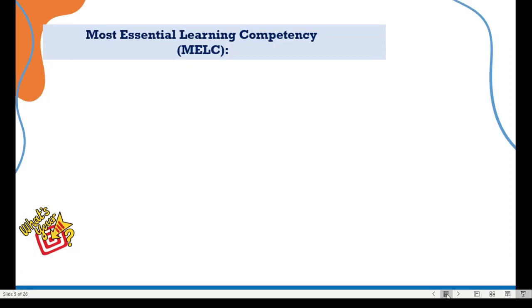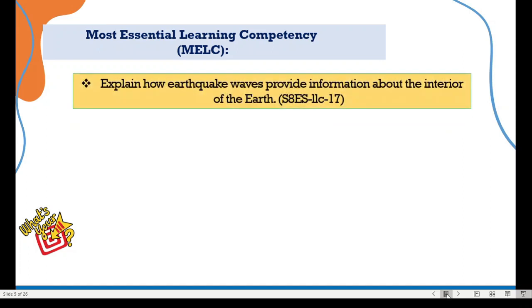For our most essential learning competency today, we have to explain how earthquake waves provide information about the interiors of the Earth. So, this is about our world, no? That is what we will study, and how it is related to earthquakes. We discussed earthquakes last time, so we can give a deeper discussion of the Earth's interior.